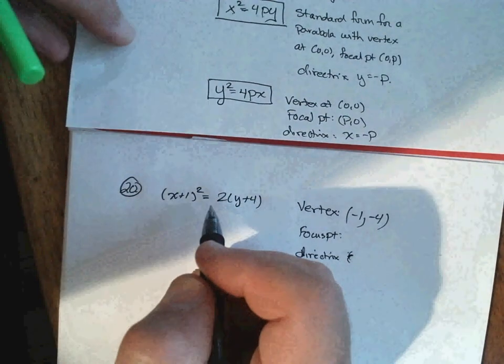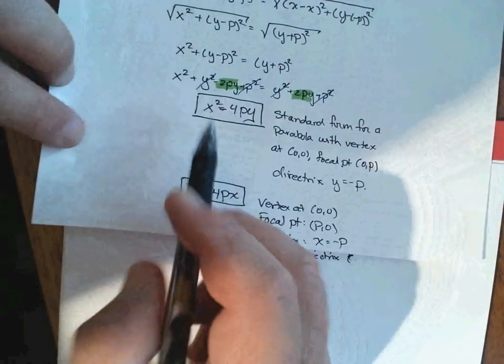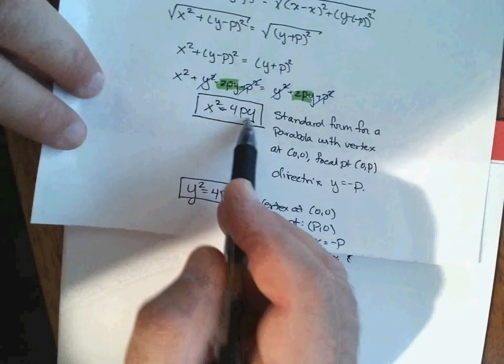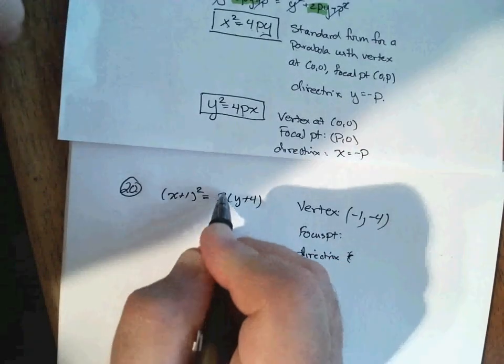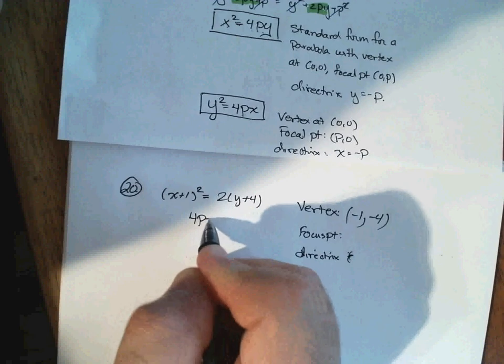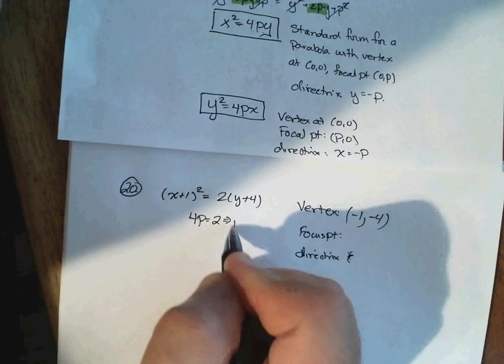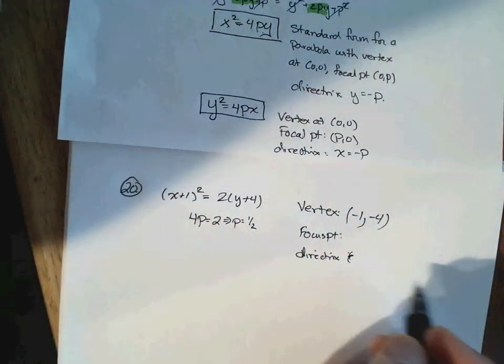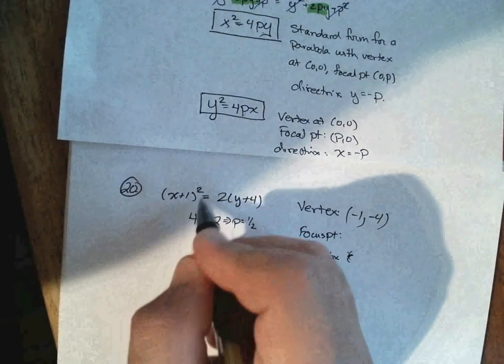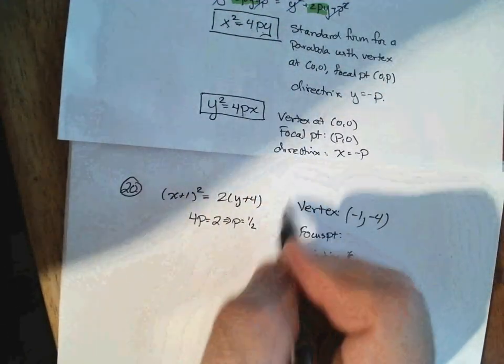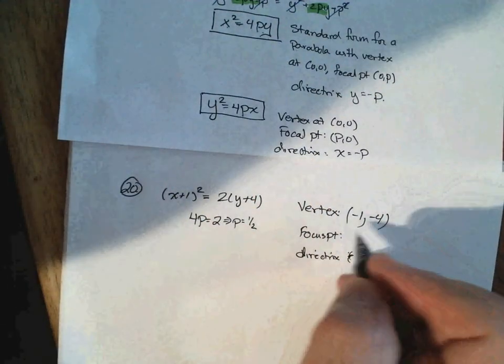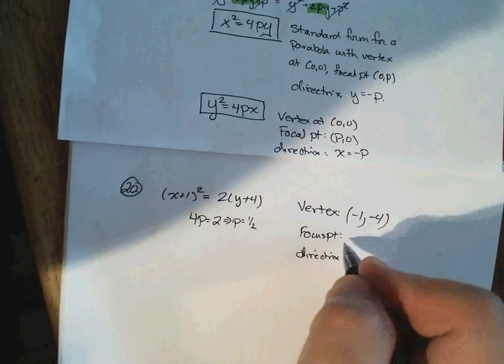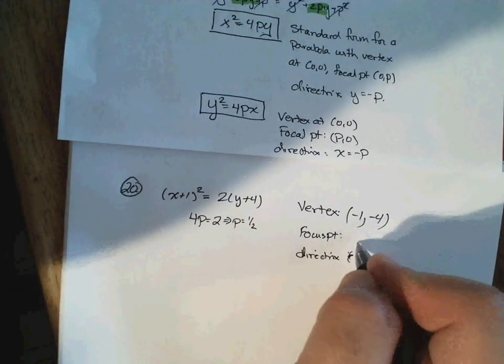Okay, so now I have to find the p-value. Well, this is following the pattern of x² = 4py, right? So that means that the 4p is 2, which means p is a half. Okay, when the x is being squared, that's your y equals x squared form, the vertical parabola, easy to picture.